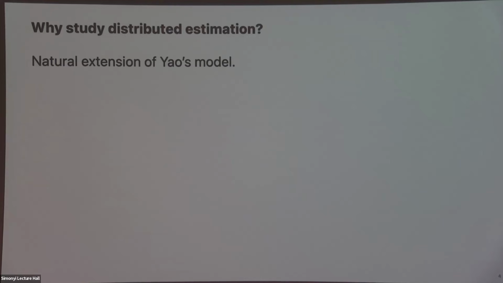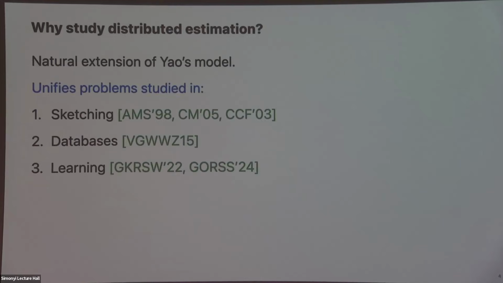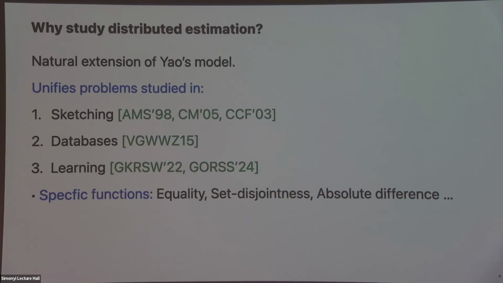Okay, firstly, I think this is extremely natural, which I think is the main reason to study it. But it also turns out that this is not exactly a new model. People have been implicitly looking at this problem, driven by applications in areas like sketching, databases, and learning, right? Now, in these applications, they will look at specific functions, like all the classics, equality, set disjointness, something called absolute difference, which I'm going to define in a while.